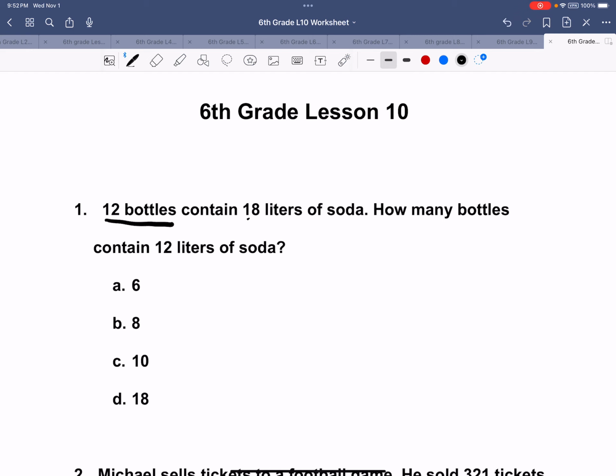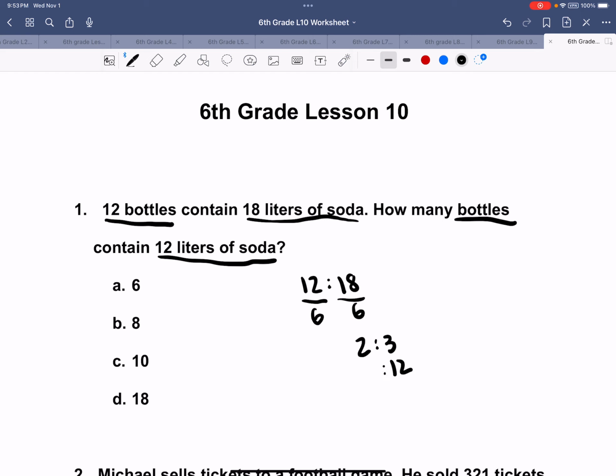Number 1, 12 bottles contain 18 liters of soda. How many bottles contain 12 liters of soda? So we have our 12 to 18 ratio here. Let's simplify as much as we can. So what we do is we divide this by 6 because this is the least common divisor. So we get 2 to 3. This is our ratio. So we put our 12 liters right here.